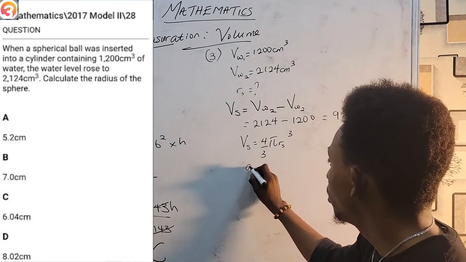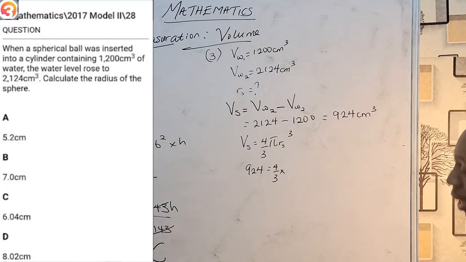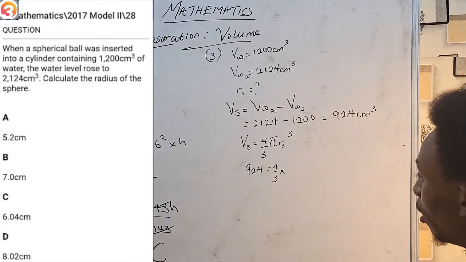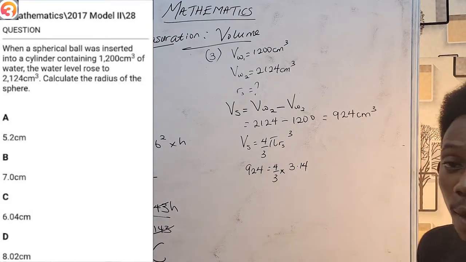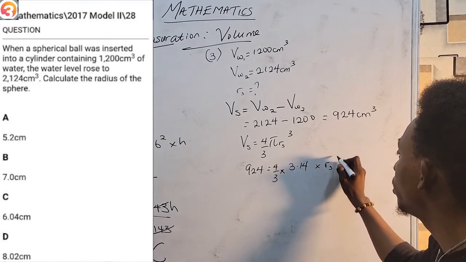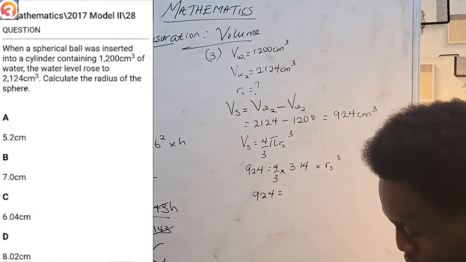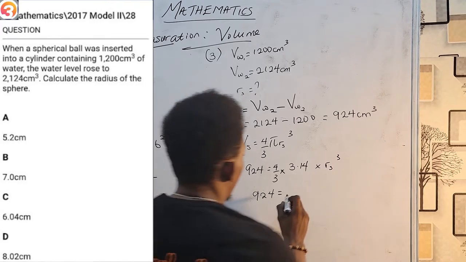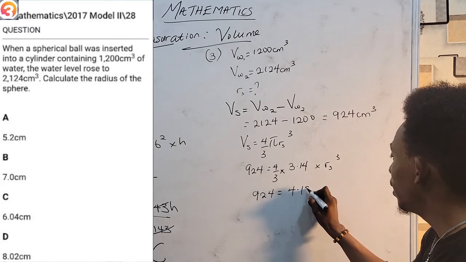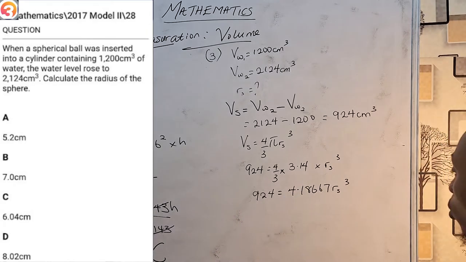So my volume is going to be 924 equals 4 over 3 times pi. Now, if I look at my options again, to know if I'm solving in terms of pi, the options are without pi. So I could use 22 over 7, but for variation, let's use 3.14, times RS cubed. So let's just multiply and divide everything we have there. 924 equals, so now back to our calculator, we have 4 times 3.14 divided by 3. That would be 4.18667 RS cubed. Now this is 6 recurring to infinity, so we approximate.